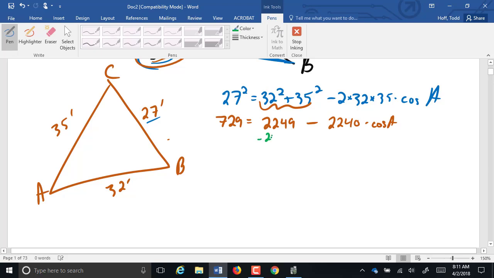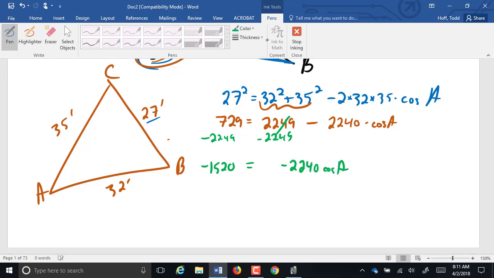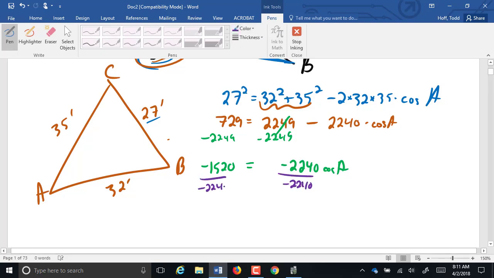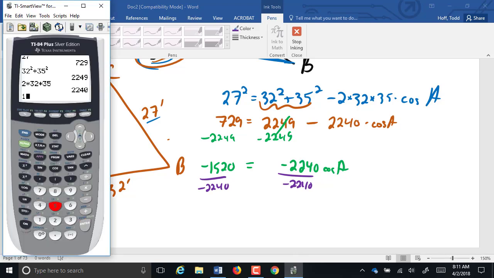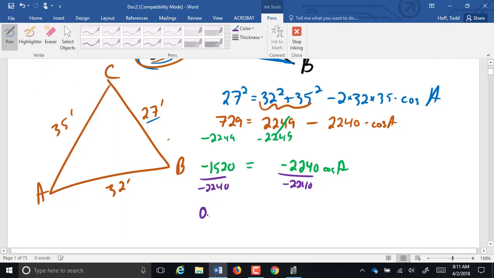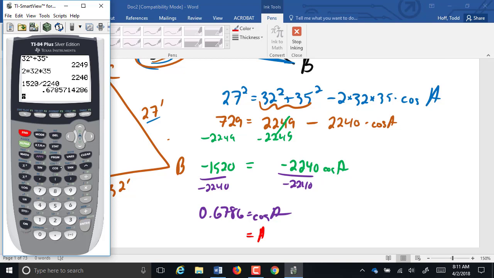We now subtract 2249. We get, oh, what do we get? Negative 1520 over here equals negative 2240 cosine A. So we divide by the negative 2240. So negative 1520 divided by negative 2240, 0.6786, equals cosine of A. So we do an inverse cosine. A is 47.27.